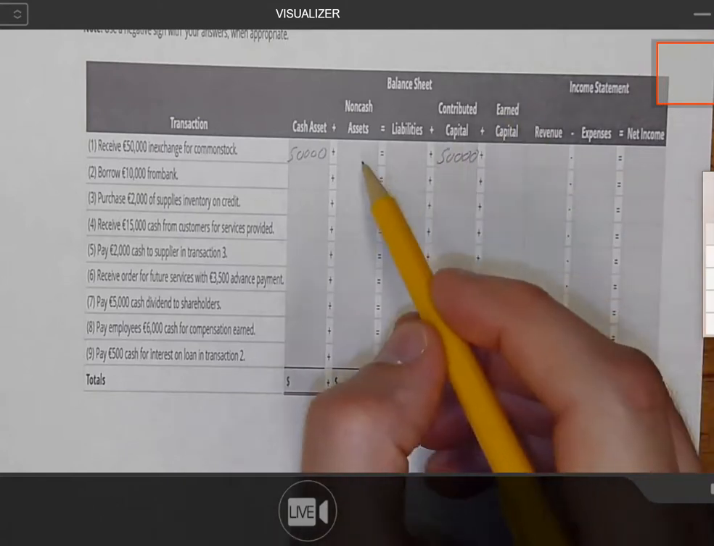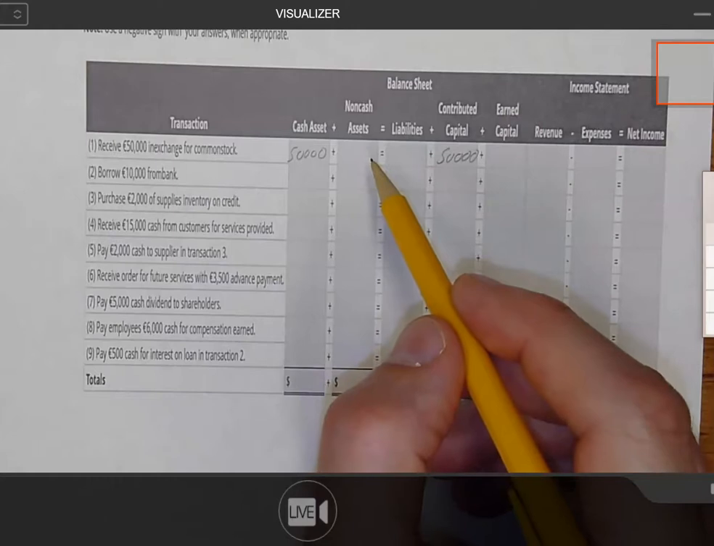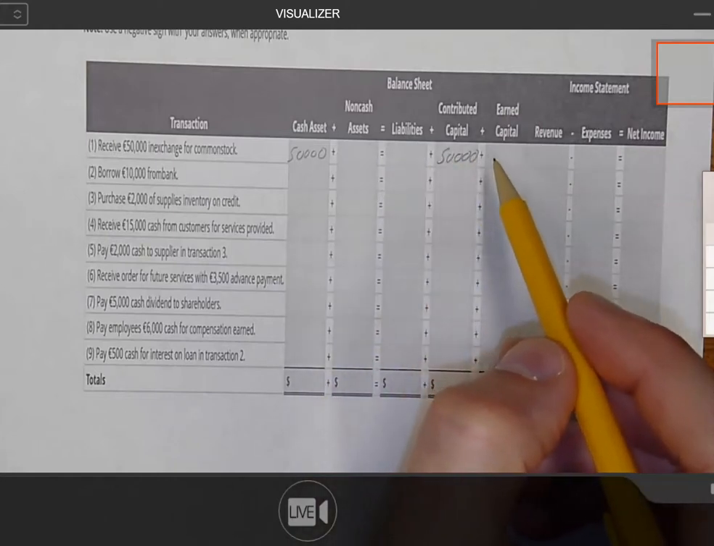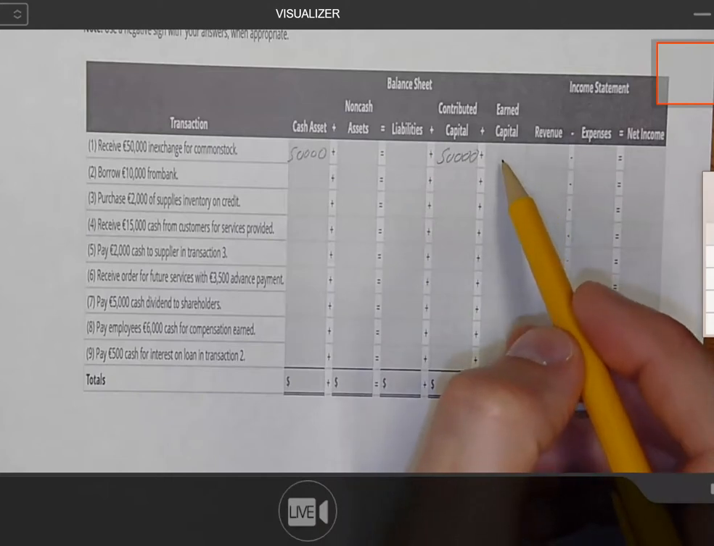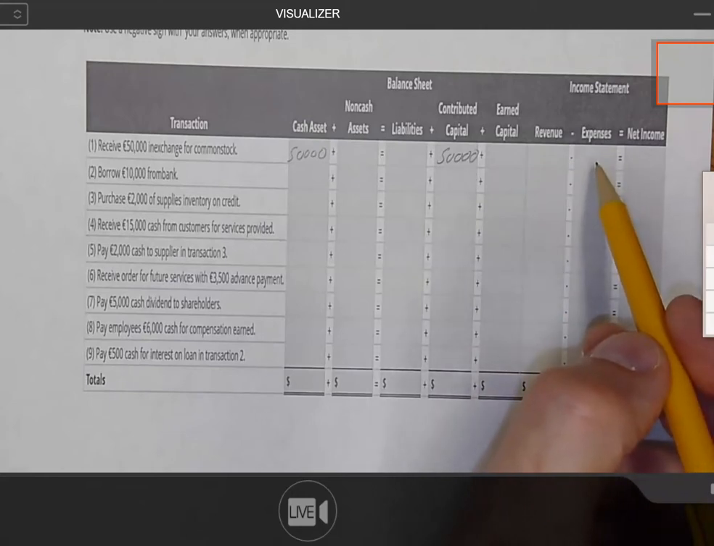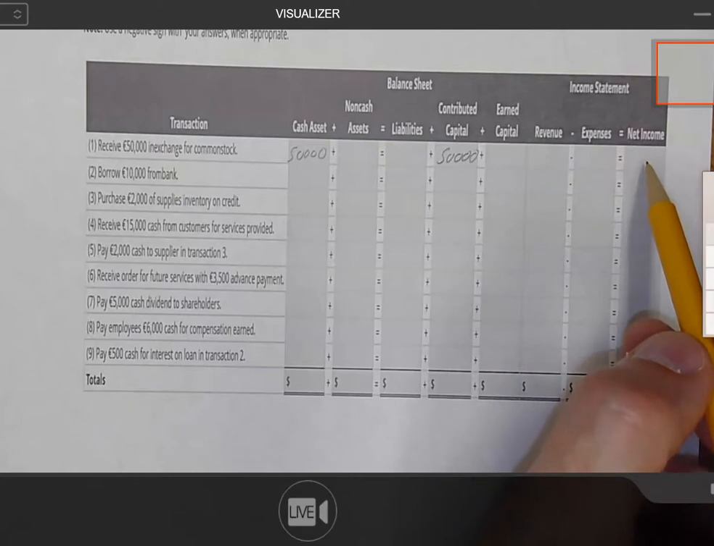We do not have to deal with any non-cash assets. We do not have any liabilities. We do not yet have any earned capital from operations. We do not have any revenue. We do not have any expenses. And since we have neither revenue nor expenses, we do not have any net income.